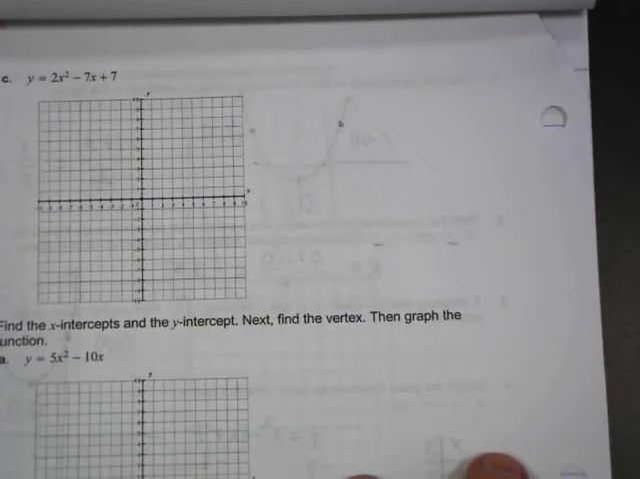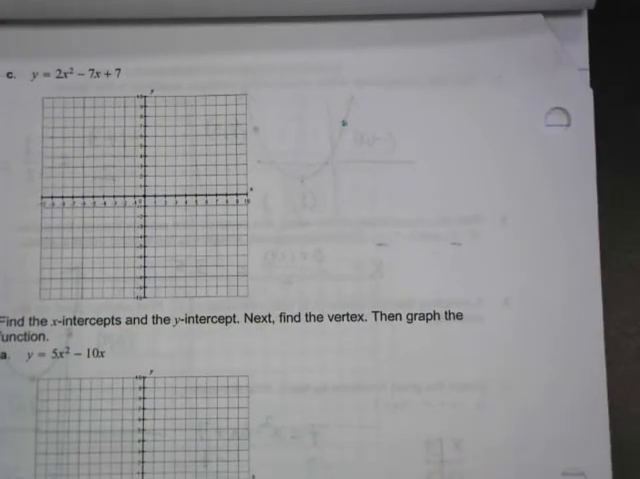Now on this page my grid's printed. I don't know why my grids didn't print on the other pages, but they didn't. Yeah, it looks much better with the grid, doesn't it?